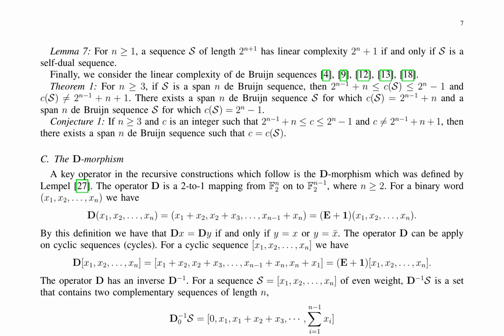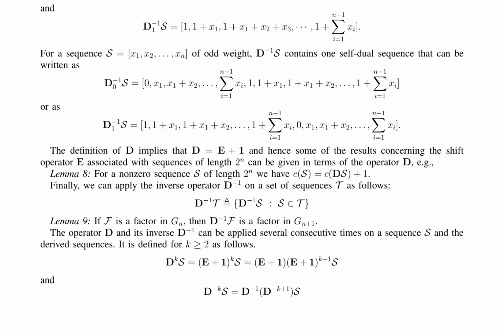The dimorphism, introduced by Lempel, is a 2-to-1 mapping from F_2^n to F_2^(n-1), where n is greater than or equal to 2. It is defined as d(x1, x2, ..., xn) = (x1+x2, x2+x3, ..., x(n-1)+xn) = (E+1)(x1, x2, ..., xn). The dimorphism has an inverse, d^-1, which can be applied to sequences of even or odd weight, producing complementary or self-dual sequences, respectively. Lemmas 8 and 9 reveal crucial properties of the dimorphism.